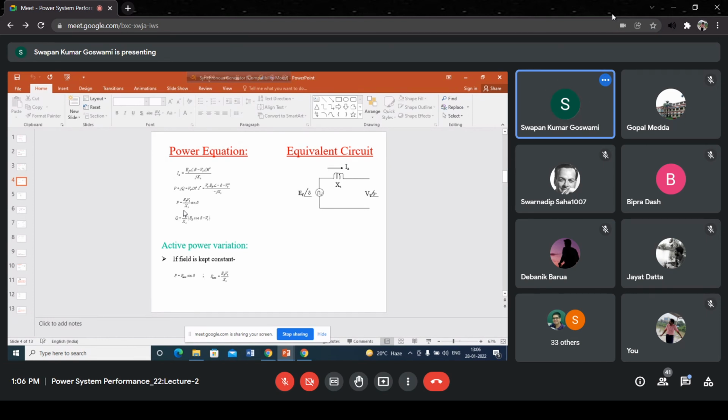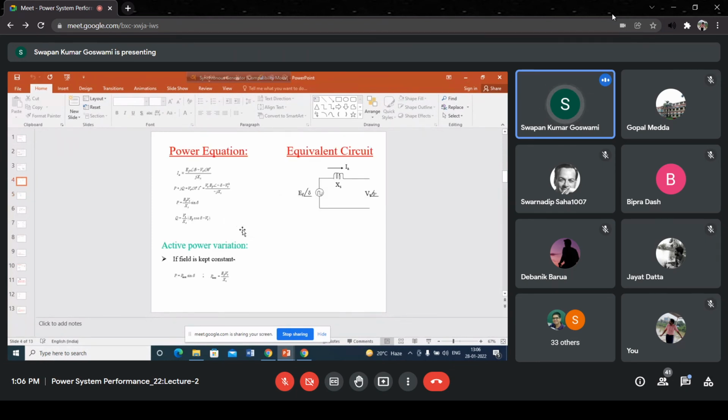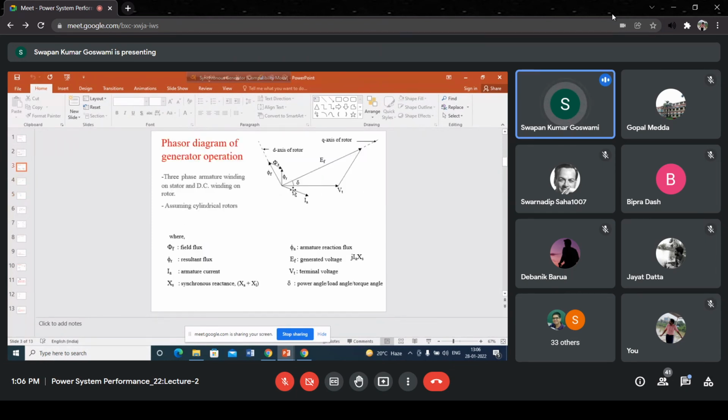That means active power will vary according to the sine curve. Its maximum value is P maximum given by EF Vt by Xs. Okay, so if it is kept fixed, how can you vary the power delivered? You have to vary the active power output of the generator, and the active power generated may be varied by varying delta, by varying the angle delta. Okay, and how can delta be varied? You see, that's why I told you to note this angle delta.